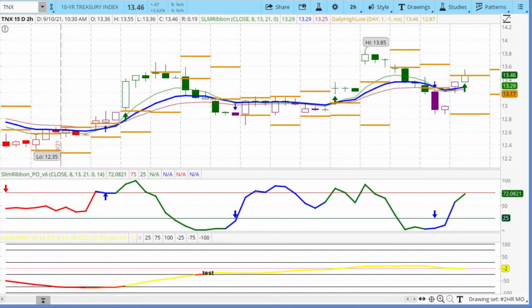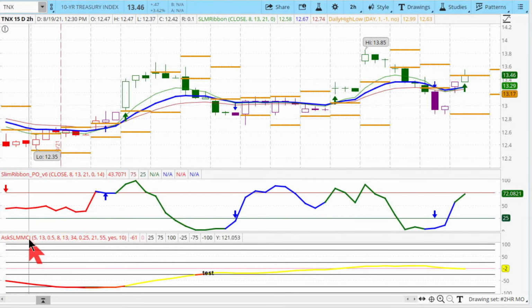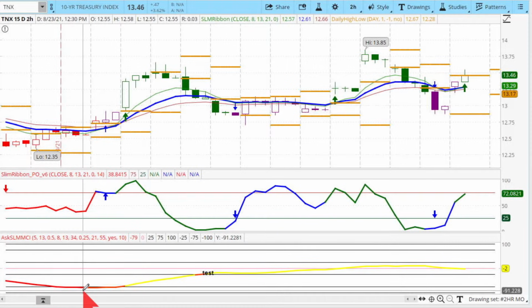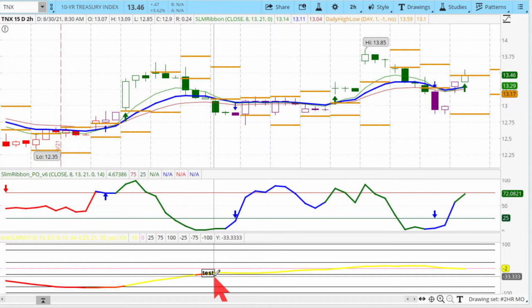Next, or the last thing, is the 2-hour chart, and on here we have our MCI, market condition indicator. It was negative over here for interest rates, as you could see, but then it began to improve, and it began to test what's called the swing zone.